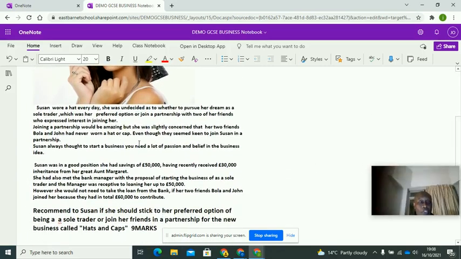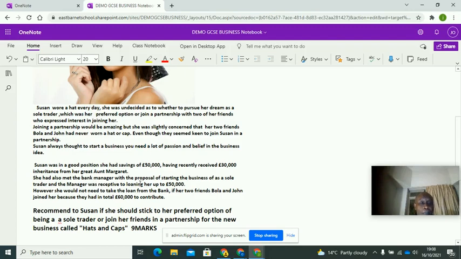She was undecided as to whether to pursue her dream as a sole trader, which was a preferred option, or join a partnership with 2 of her friends who expressed an interest in joining her. Joining a partnership would be amazing, but she was slightly concerned that her 2 friends, Bola and John, had never worn a hat or cap, even though they seemed keen to join Susan in the partnership. Susan always thought to start a business, you needed passion and belief in the business idea. Susan was in a good position. She had savings of £50,000, having recently received £30,000 inheritance from her aunt Margaret.